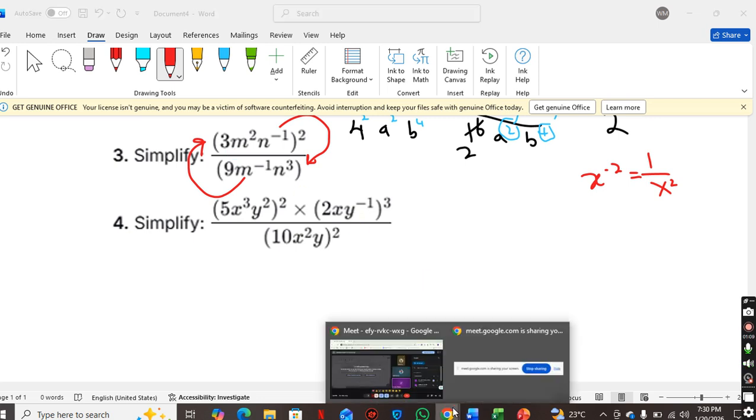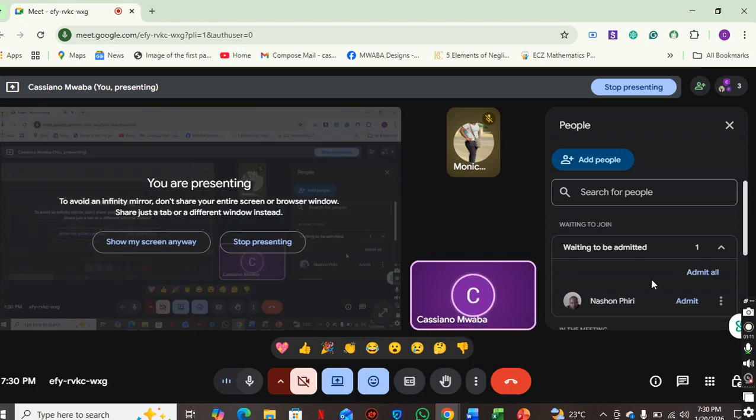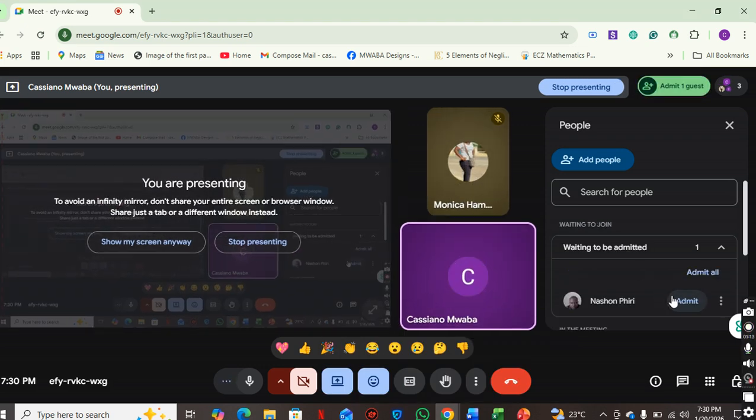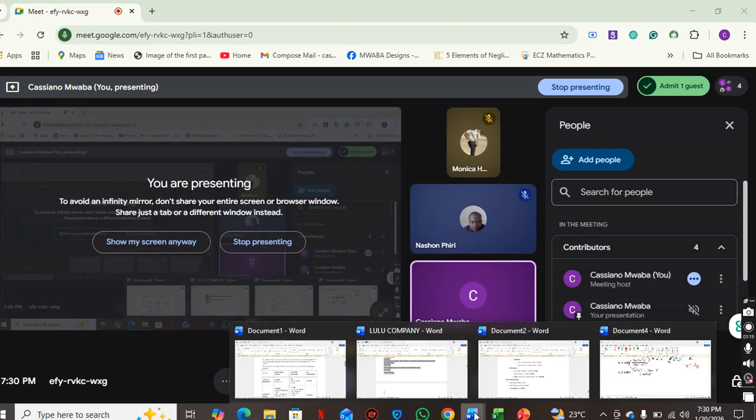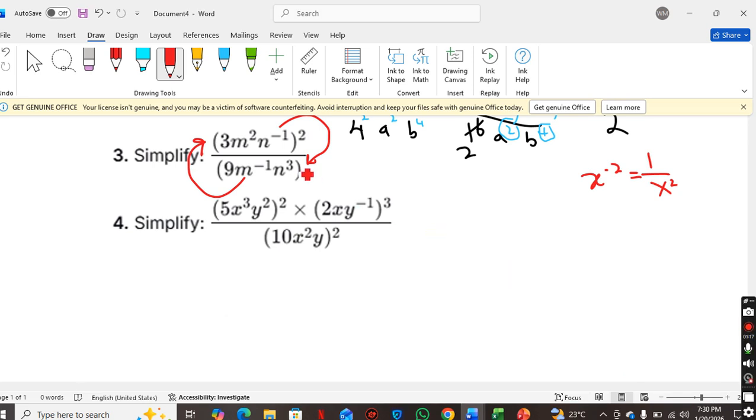The first thing we're going to need to do is do the power of the power rule. The power of the power rule, we're going to first multiply this exponent and distribute it across. So this power 2, we're going to distribute it to 3 here, to m here, and to n. We're going to multiply it with the exponents of these bases.